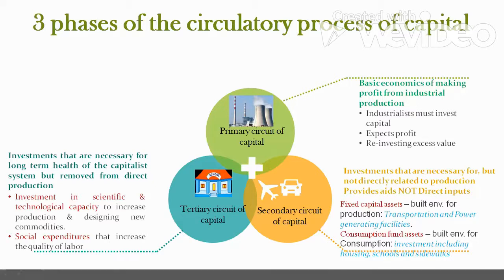If you increase the scientific and technological capacity, that won't directly have an impact on production. But if you increase it, then what would happen? New commodities can be developed. When various discoveries can be made, various machineries can be made, new commodities can be developed. For example, take the example of robots.